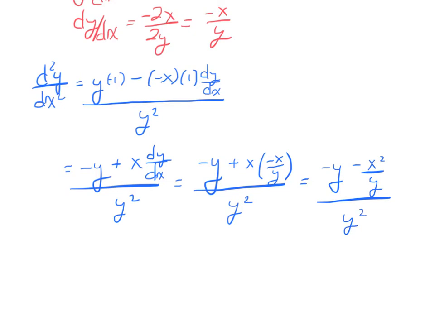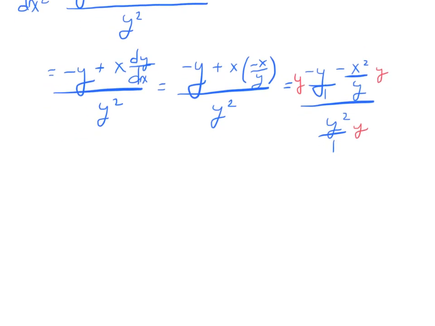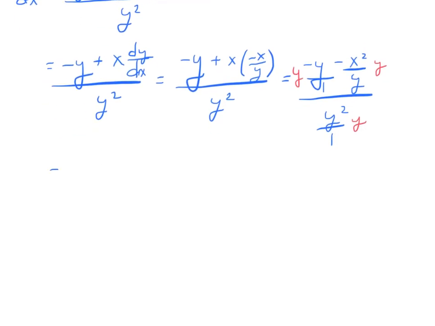We've got a complex fraction. It's a fraction within a fraction. Our common denominator is y, so I'm going to multiply each term by y. So our first term will be negative y squared. In our second term, these y's will cancel, so we'll only have negative x squared, and the denominator will be y cubed, and we are almost done.